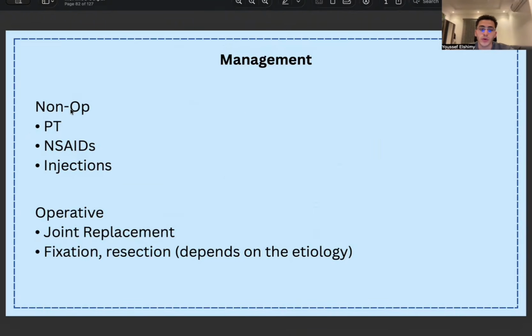And in general, we have non-operative and operative treatment. The non-operative includes physiotherapy, as we mentioned, which tries to restore function, strengthens the surrounding muscles, and stabilizes the joint more. We can also give NSAIDs for pain, and we can give injections, for example corticosteroid injections in case of severe inflammation of the joints. Then we have the operative, which includes joint replacement. We can also do fixation in case there is a fracture or trauma. We can do resection or removal of the pus as well as the septic joint.